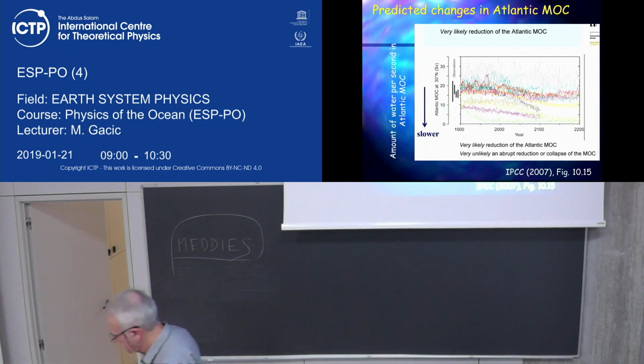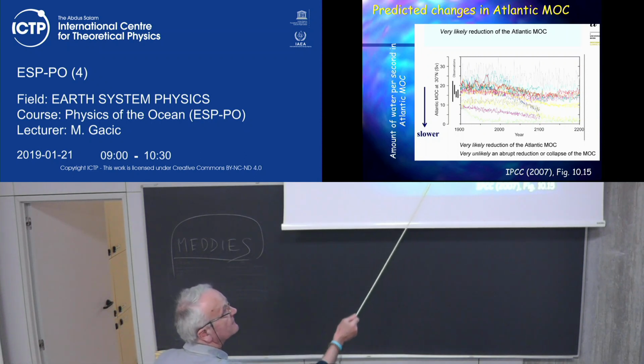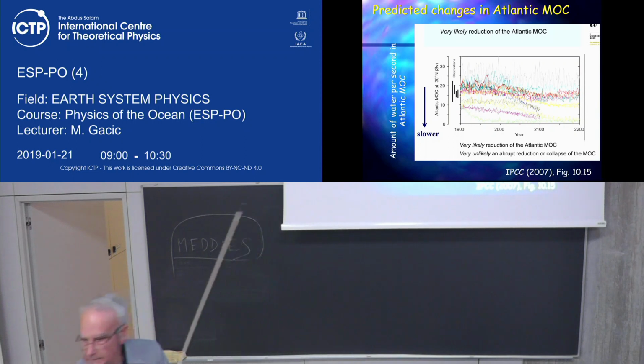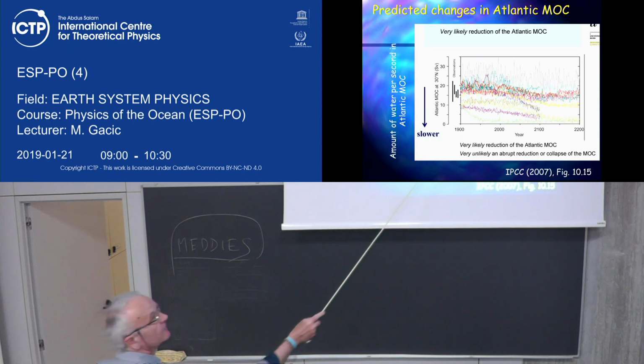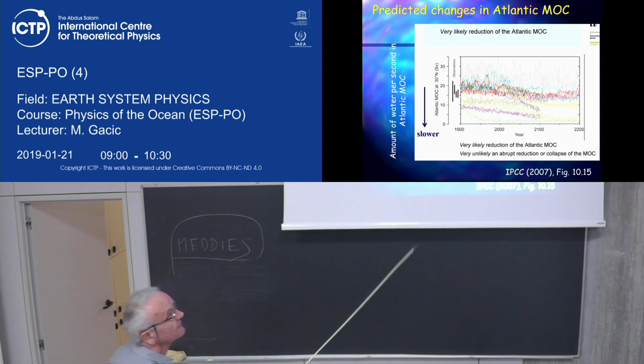Now we are coming to another important aspect: what could happen if the Atlantic MOC changes. These are the results of the numerical models. You can see that these numerical models are still in a very early phase, and you can see how large the dispersion is between different models. All these curves are different models.